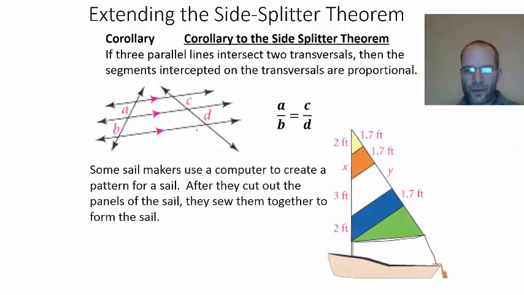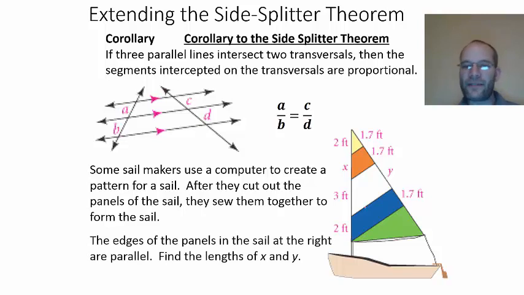Here's a problem that maybe we could exercise this particular corollary on. It says some sailmakers use a computer to create a pattern for a sail. After they cut out the panels of the sail, they sew them together to form the sail. It asks us then to find X and Y. How do we find them? Well, we set up a proportion.